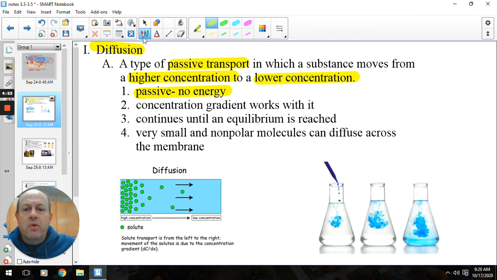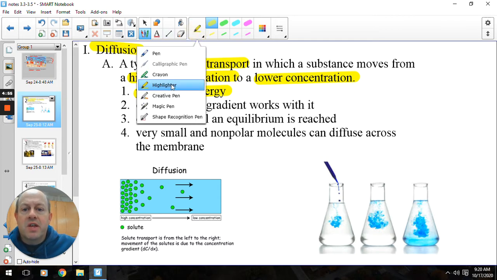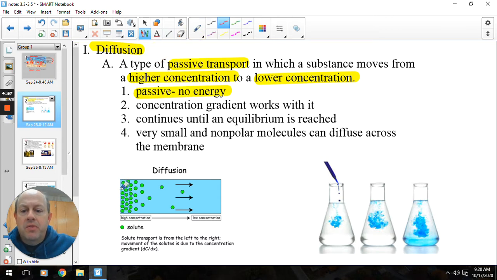So if we have a whole bunch of particles over on this side, they're going to slowly diffuse across until we reach equality, and we would call that equilibrium. And so that movement from high concentration to low concentration is what we would call a concentration gradient, and we would say it's going with the concentration gradient.